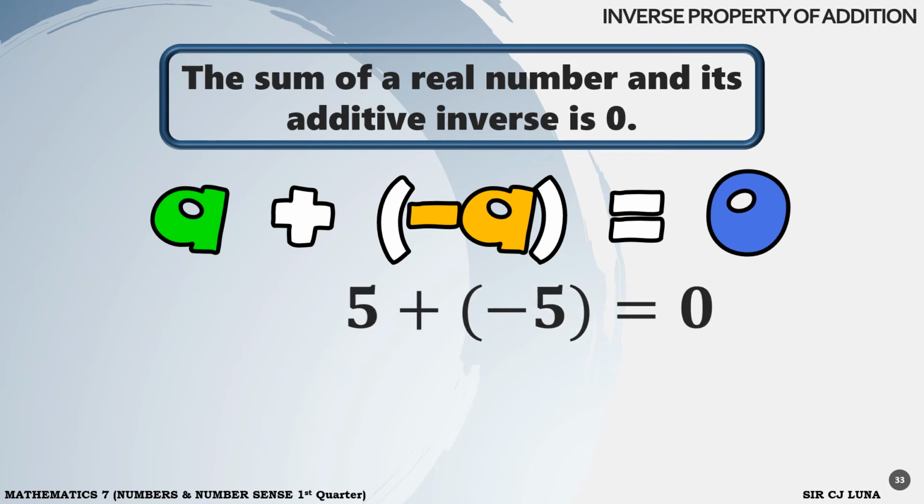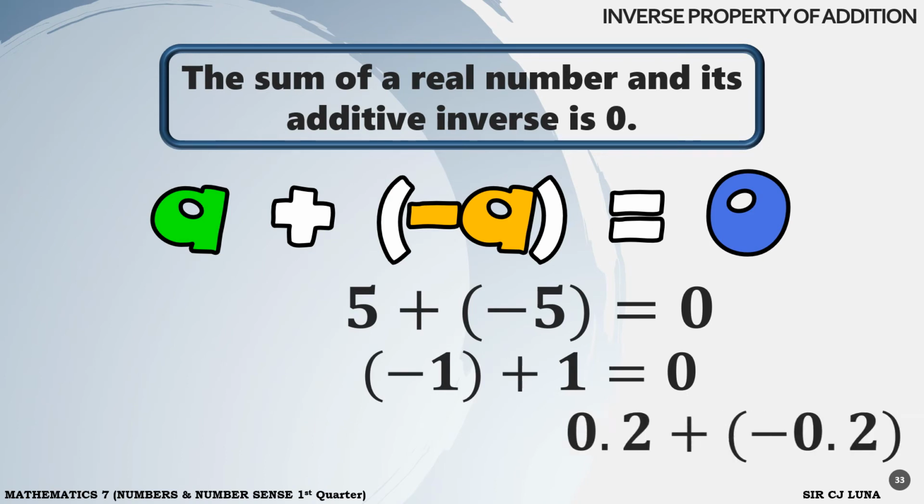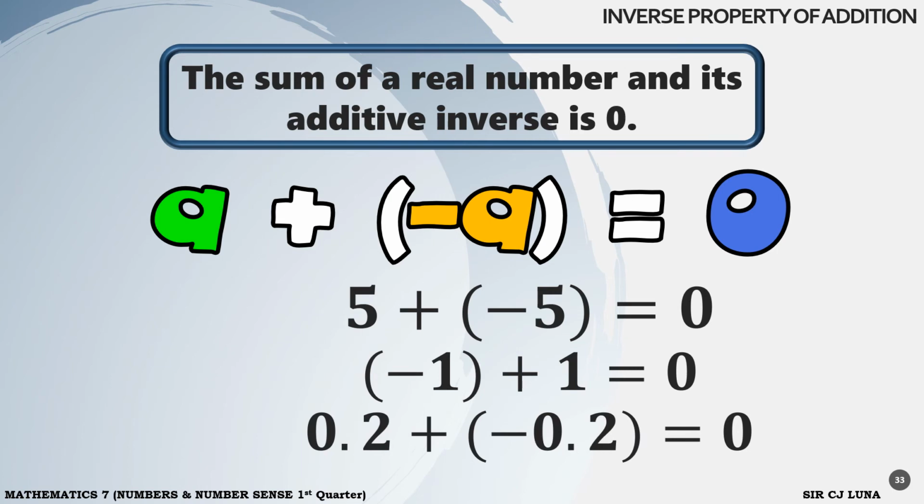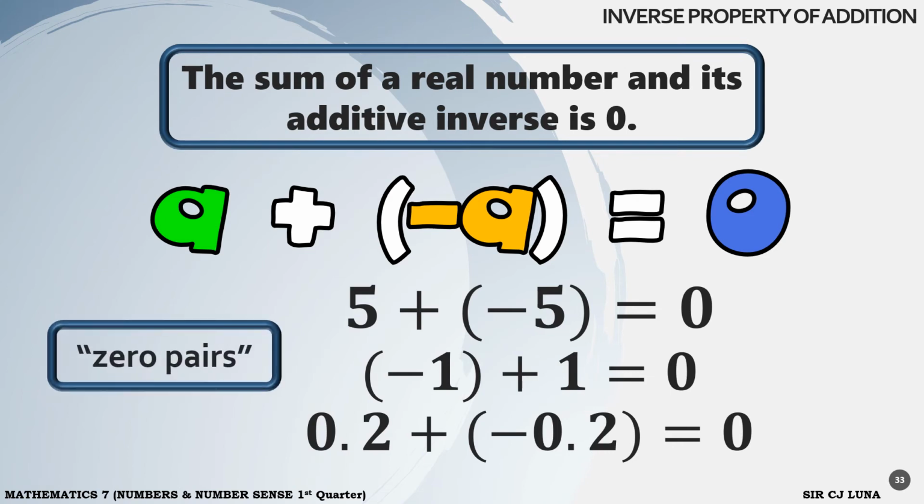Halimbawa, 5 plus negative 5 is 0. Negative 1 plus 1 is also 0. 0.2 plus negative 0.2 equals 0. So dito, nagkakaroon tayo ng 0 pairs.